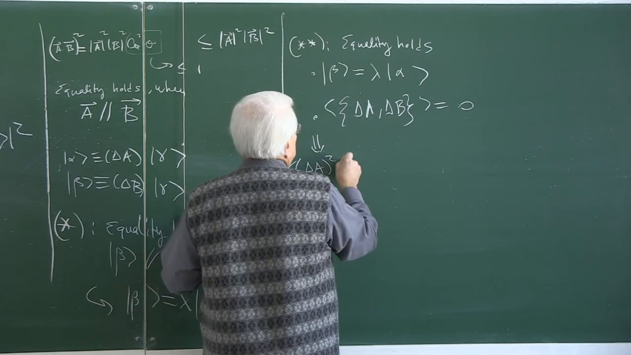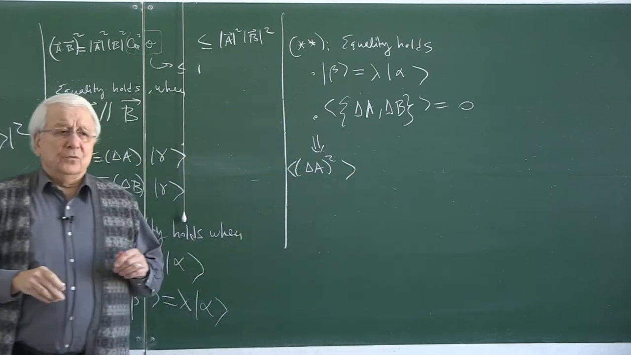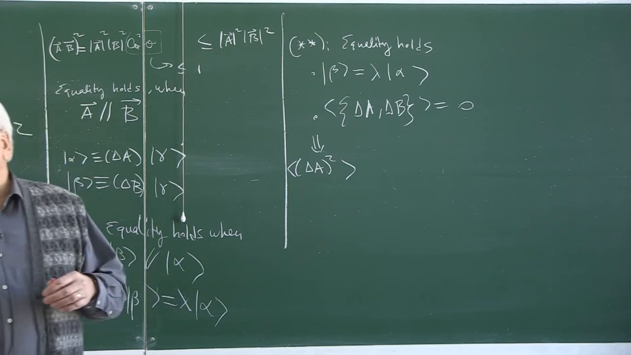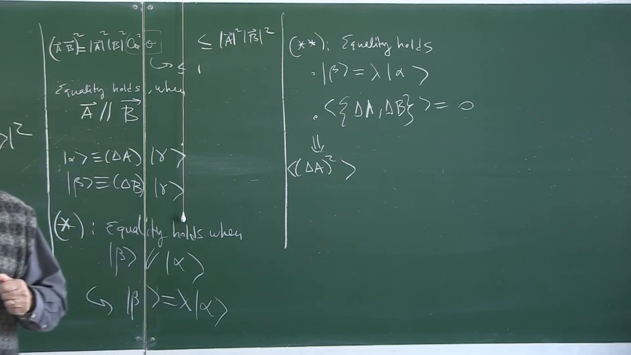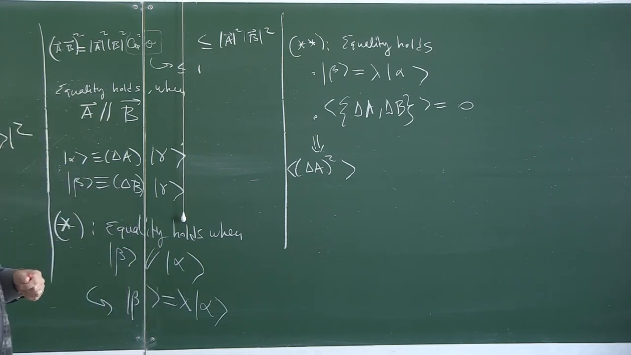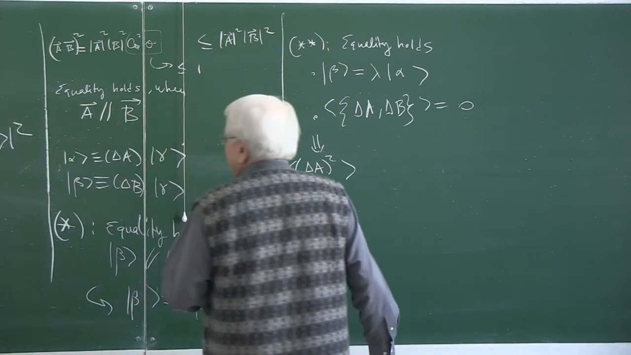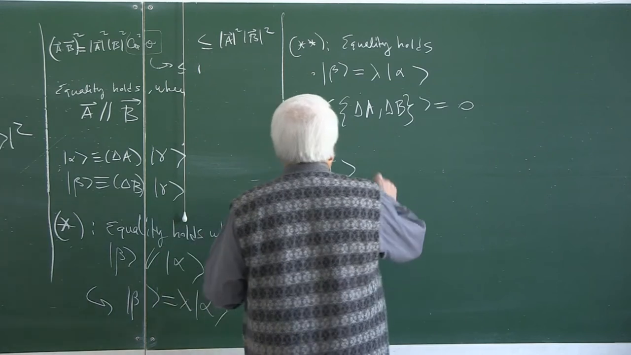Well, Sakurai's language is a bit cumbersome, that you take the square and take the expectation value. Instead, we could have defined dA squared directly to be the expectation value. But as we are using this book as the standard reference, let me stick to it, despite the fact that I don't like that notation.